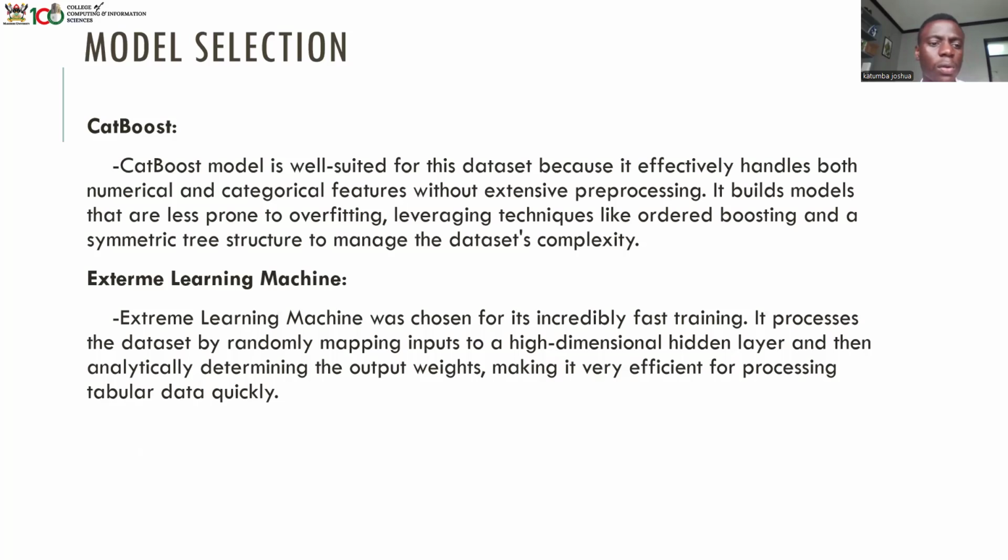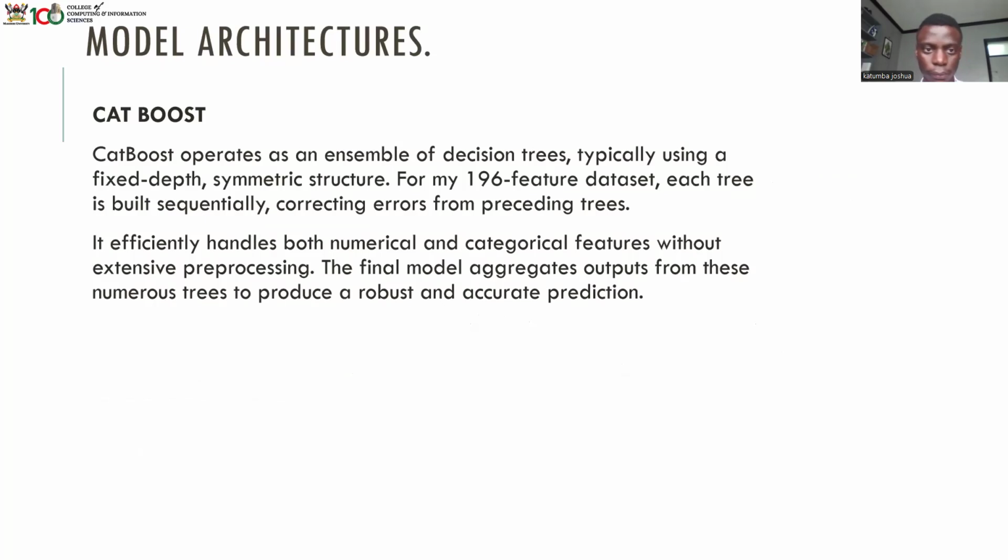So the next one is called Extreme Learning Machine. With this one, it is good with tabular data. That's the first thing. And the second thing is it's very fast. So the way it works is it maps its data or inputs into a high-dimensional hidden layer. Now that layer usually has neurons that analytically determine the outputs and weights, making it efficient for processing.